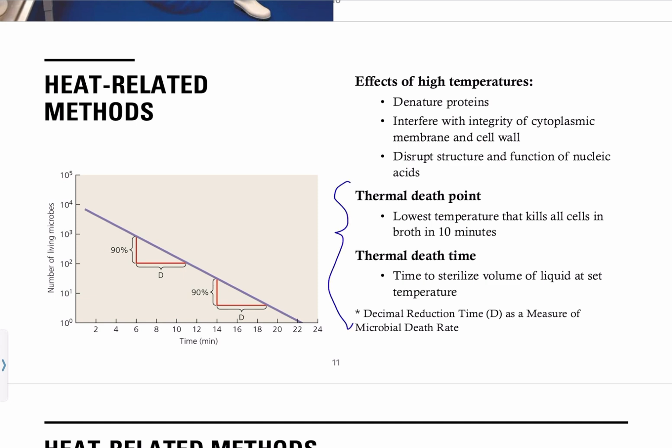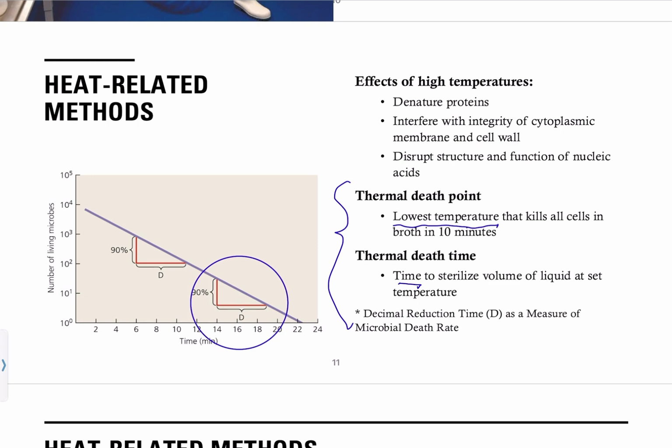Also, when we're talking about microbes with heat, we need some really important numbers. So one of our important numbers is the thermal death point. And this is the lowest temperature that kills all microbes in a sample in 10 minutes. We also have the thermal death time, and this is the time it takes to sterilize at a set temperature. I just realized I don't have a bullet point, but you should still recognize what it is, circled over here. This is the decimal reduction time, the D value. And this is the time needed to kill 90% of the microbes under certain conditions.